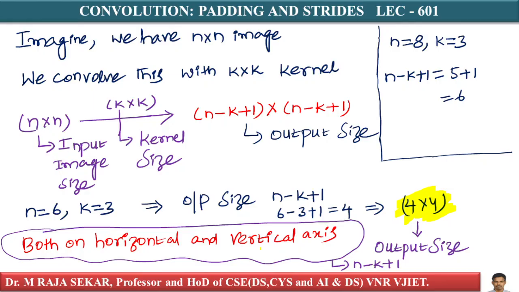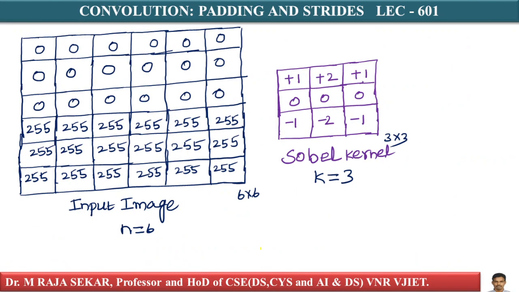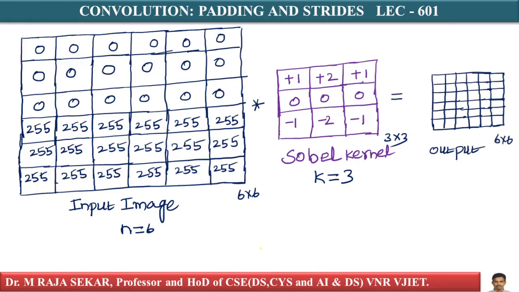So now what do we want? We want a 6 by 6 input. What is the input? Input image size is 6 by 6, which means n equal to 6, and a kernel k cross k where k equal to 3. The output that I want here is 6 by 6. What output do I need? I need an output of size 6 by 6. What is the output? n minus k plus 1 equals 6, isn't it?